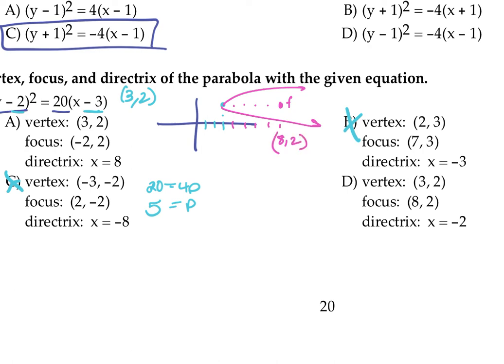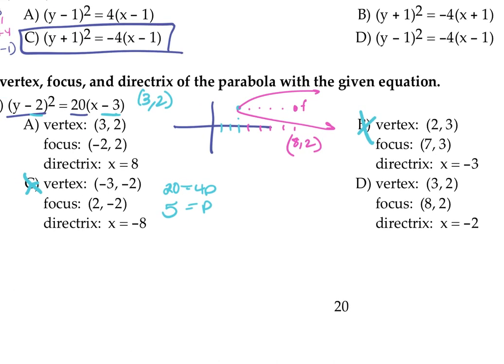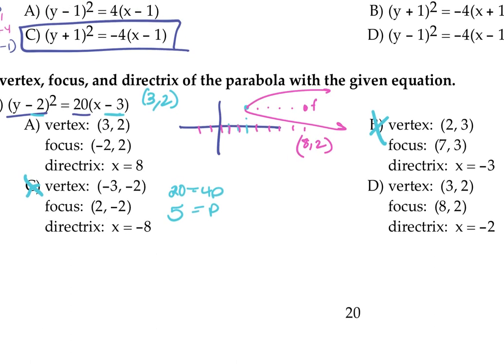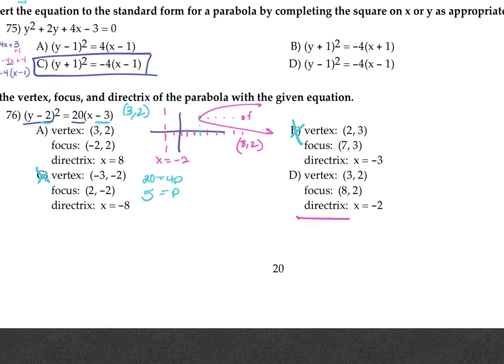And then I'd go to the left 1, 2, 3, 4, 5. So 3 minus 5, which is -2. X equals -2. So that means D is the correct answer.